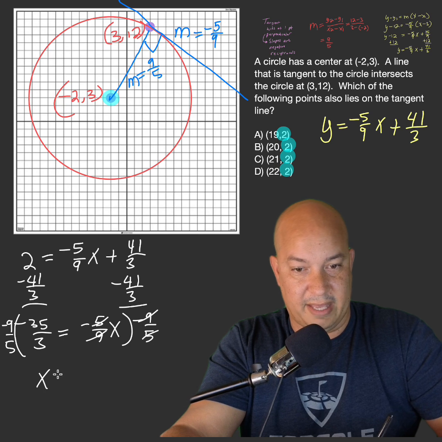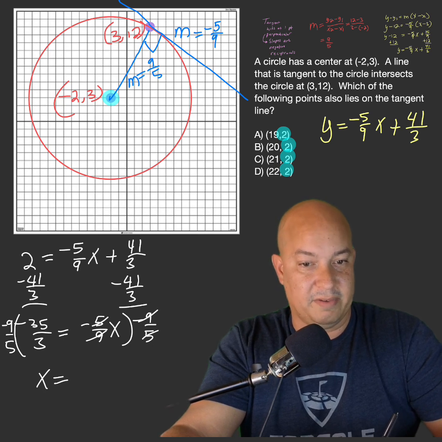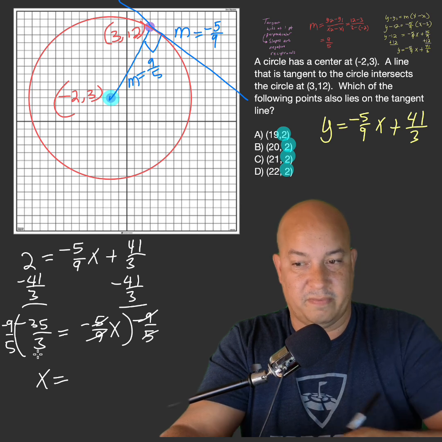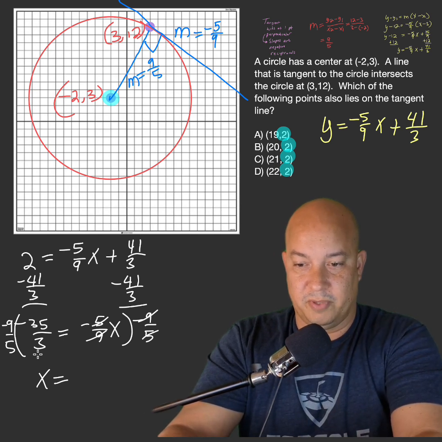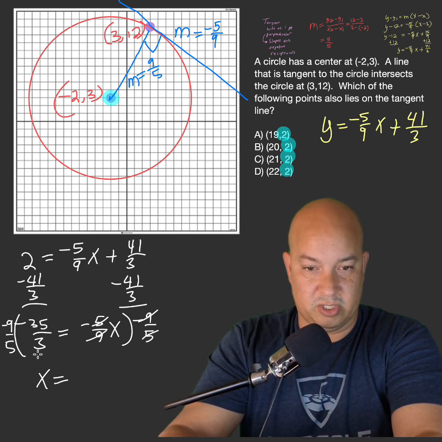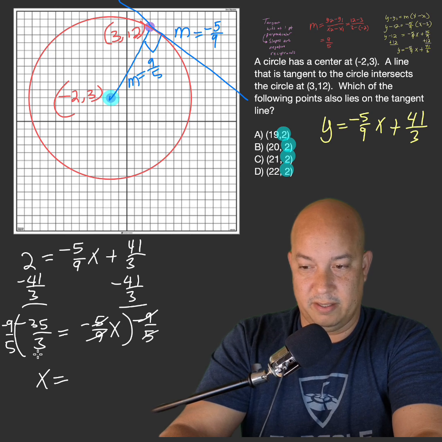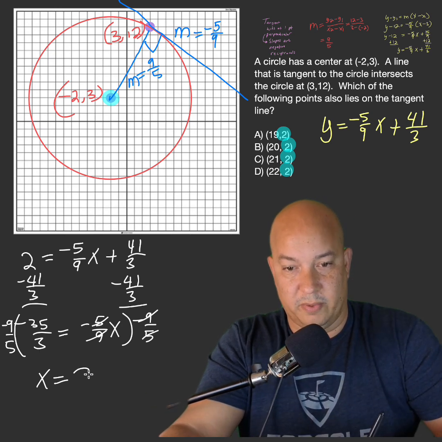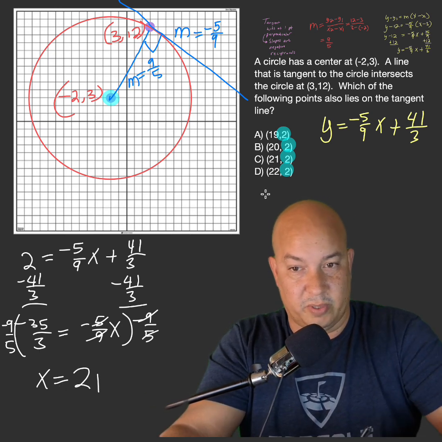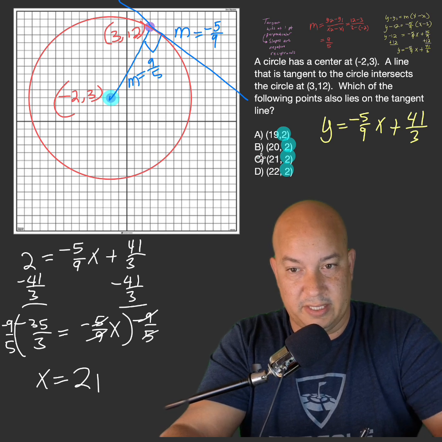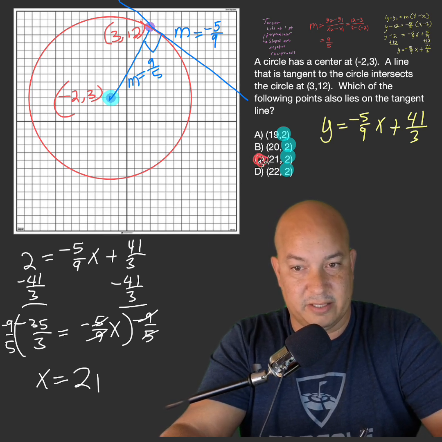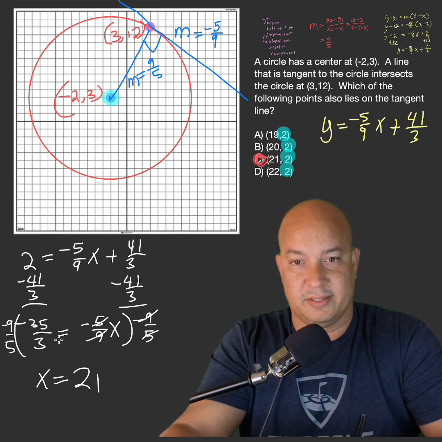The negative times a negative will be a positive, and the 9s will cancel and the 5s will cancel. So we have x equals -9/5 times -35/3. So a negative times a negative is a positive. Let's just put it in the calculator as 9/5 times 35/3, and you get 21. So the right x value is 21, which you can see is answer choice C. X is 21 when y is 2.